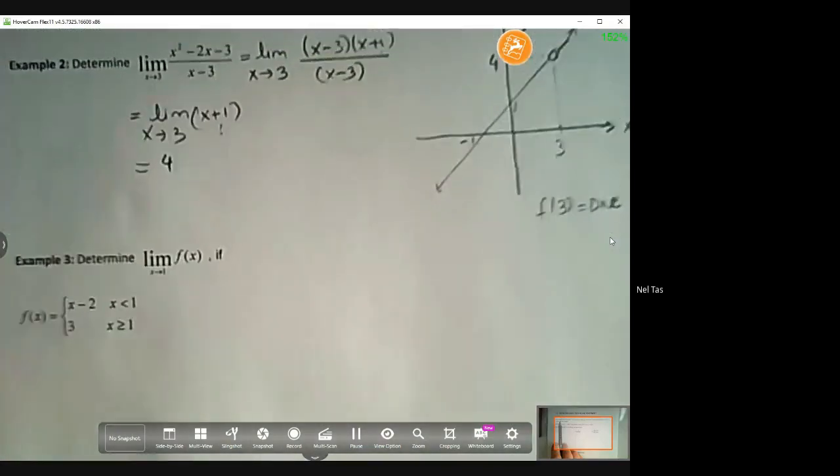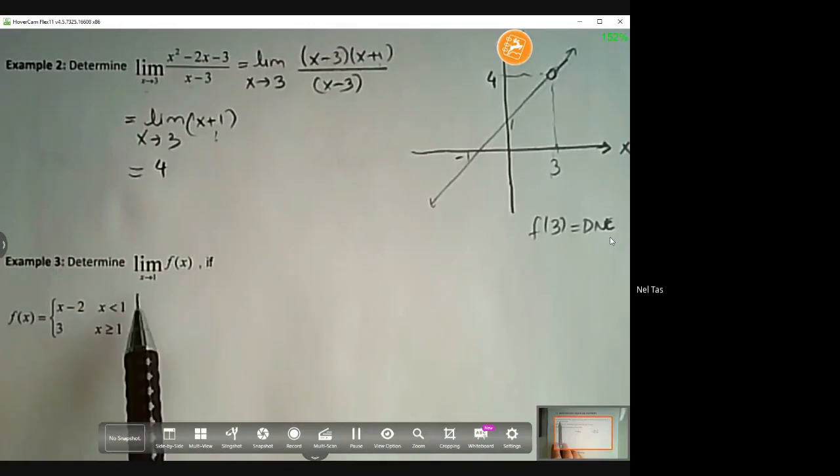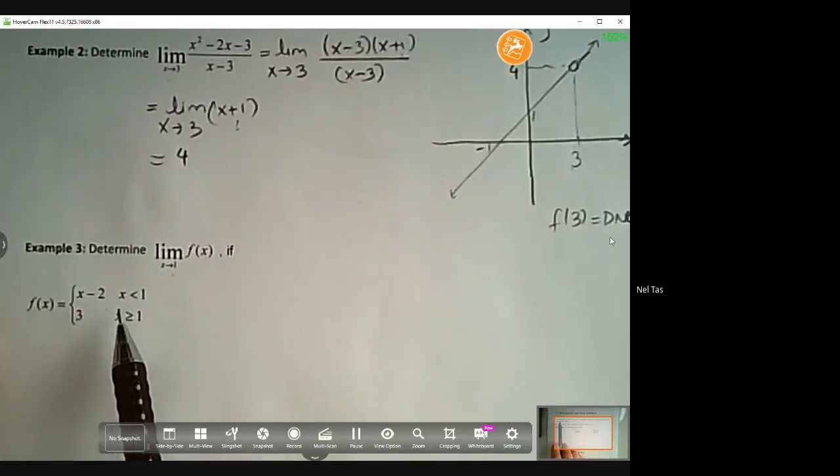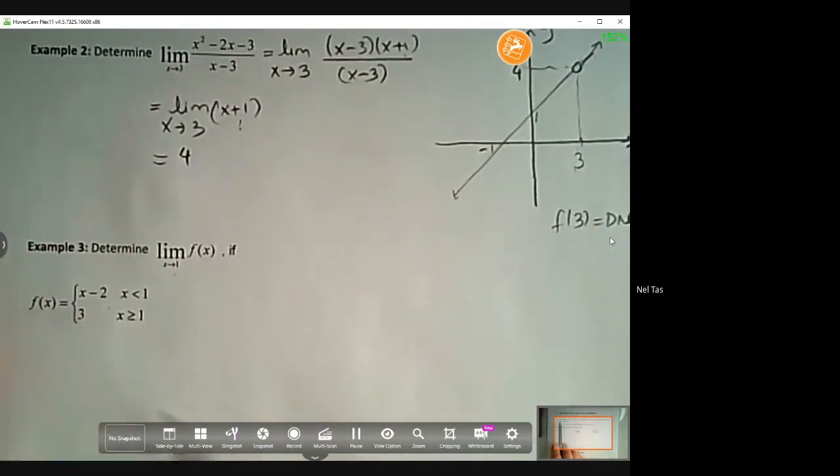Let's look at the next one. Limit of f of x as x approaches 1 if f of x is this. So this is a piecewise function, right? When x is less than 1, you have x minus 2.